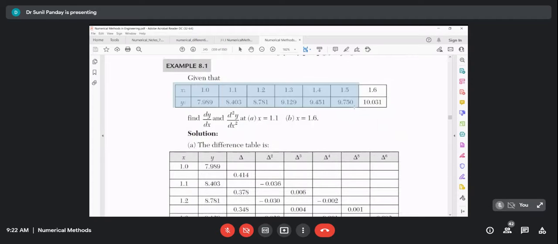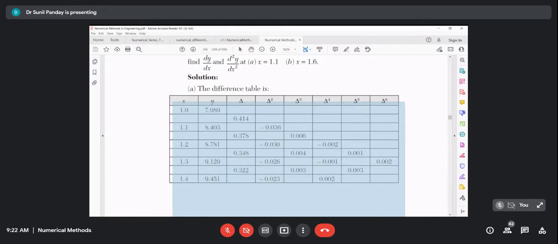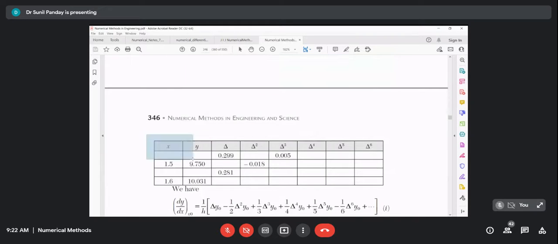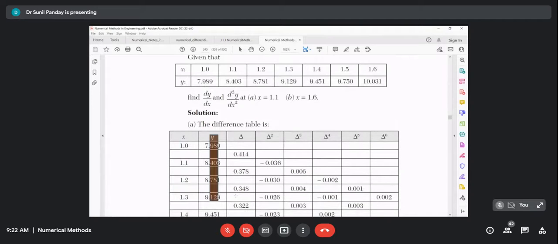Now here, this is our given data, and we have to calculate the first derivative and second derivative at the initial point, sorry, x equals 1.1, and at the last point 1.6. So you first create your difference table. This is your difference table, it is extended on the second page also, and you know how to construct it. You write x values, you write y values, and this minus this will give you this, this minus this will give you this. Like that you construct your difference table.